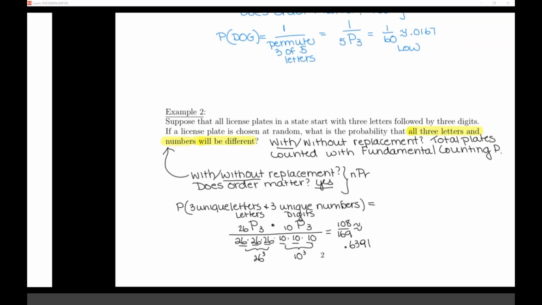Another way to break this down is to split it into 2 separate fractions and see the probability of getting unique letters. That's going to be much higher than the probability of getting unique numbers. But when you put them together, you still get a fairly high probability. Does that make sense? What do you think? Makes sense?